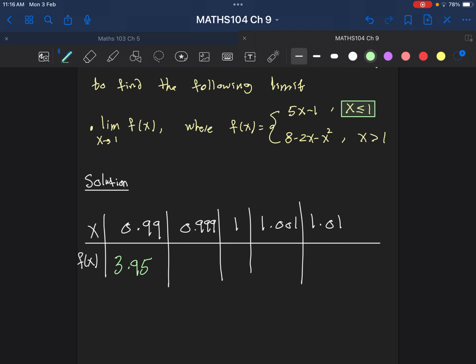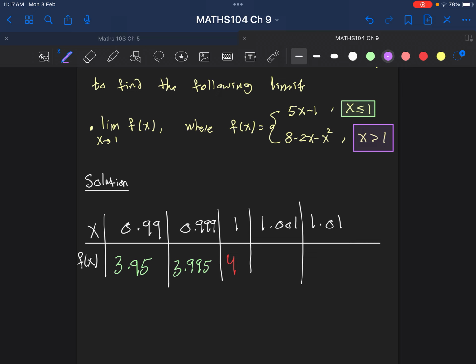3.95. And just let me write it for you here in red color. Now, how about if it is 0.999? It will be 3.995. Now, how about if it's exactly 1? Substitute 1, it will be 4. Now, let's go to the second part, which is this one here. If x is greater than 1, we have a little bit complicated situation here.